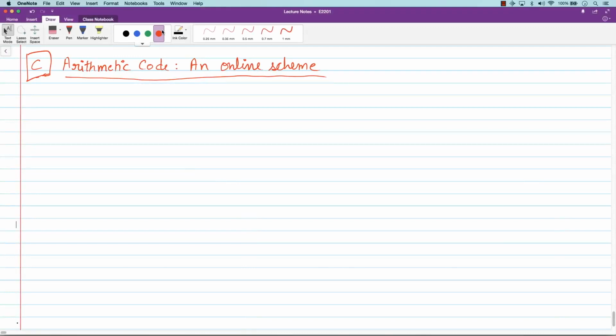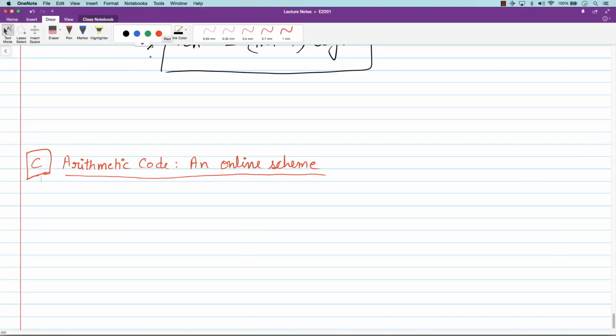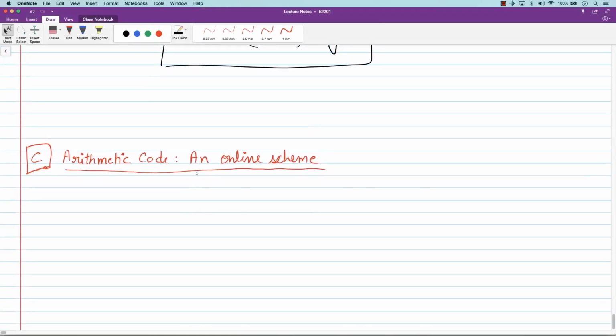We continue with the third lecture of the 10th unit, the third part of the 10th unit. Remember, in the 10th unit we were looking at universal schemes, and today we'll start with one called Arithmetic Code, which is a very useful code.